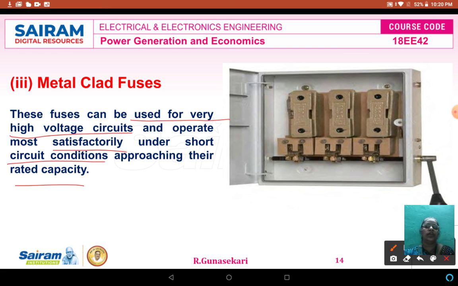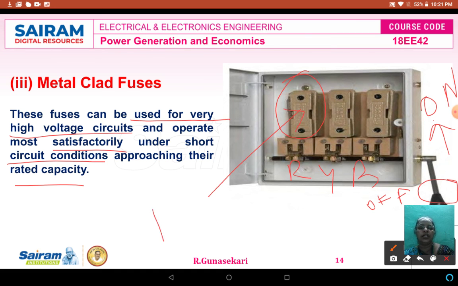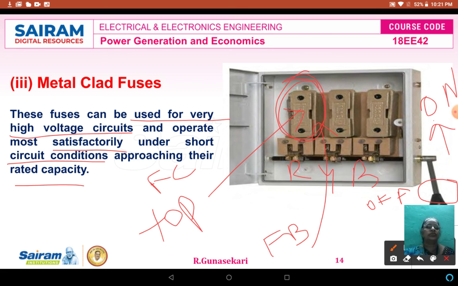At home you can see three phases R, Y, B. This is the handle used for switching on. The bottom position is off, and the top is the on position. This top part is the fuse carrier, and the bottom is the fuse base. The whole set is called the fuse. So there are three fuses for three phases. This is the image of the metal clad fuses.